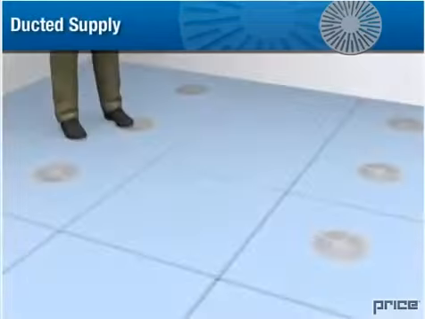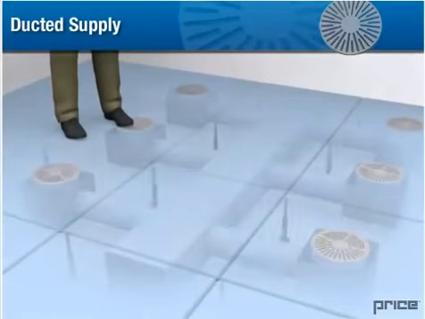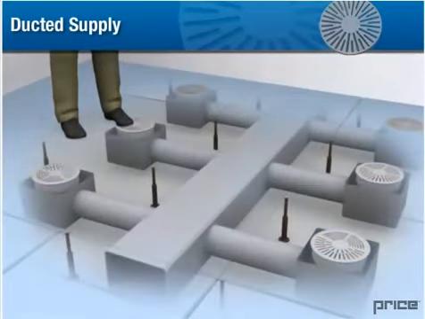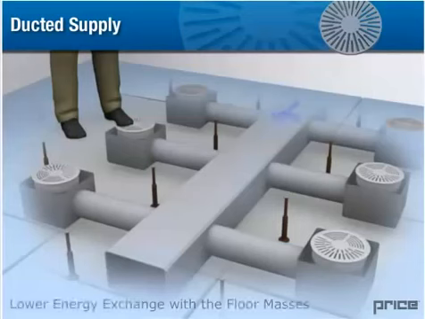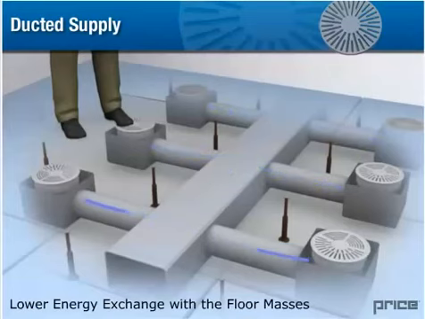The second method of supplying an underfloor air distribution system is to duct each of the underfloor outlets similar to a conventional overhead system. This method has the following advantages. Lower energy exchange with the floor masses. Since the air is ducted, it doesn't come in contact with the floor slab.